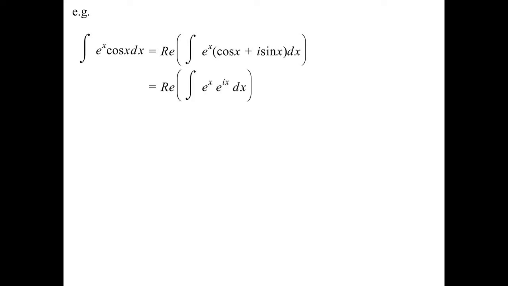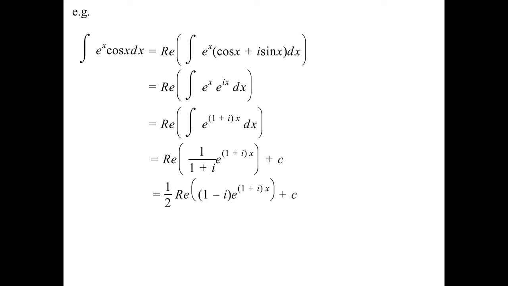e to the x cos x dx. Let's go back to that one. Here's another way of doing this. Well, e to the x cos x would be the real part of e to the x times cos x plus i sine x. But e to the x times cos x plus i sine x is e to the ix. Now I can use my index laws and say, well, hang on, that's e to the power of 1 plus i x. Well, it's just an exponential.